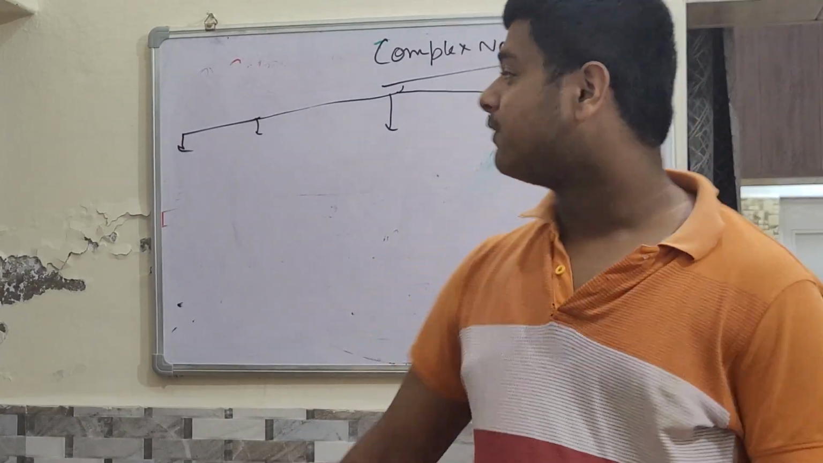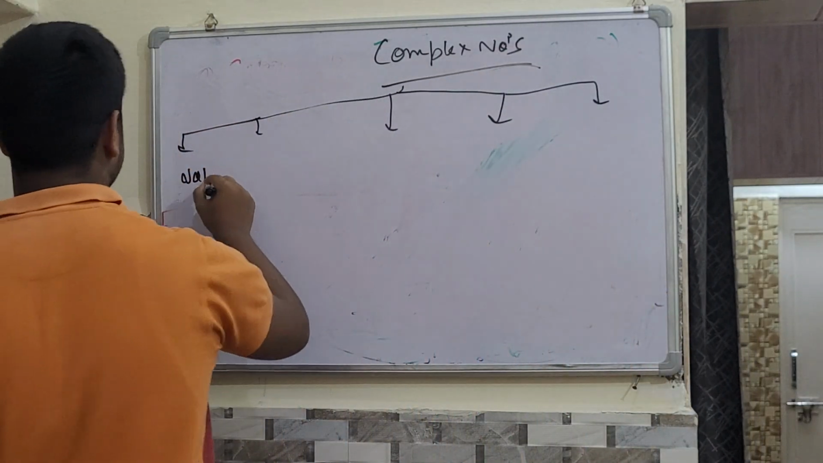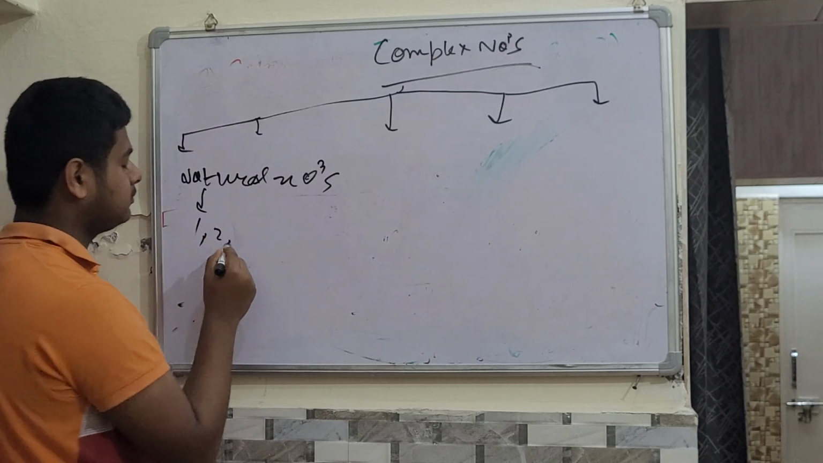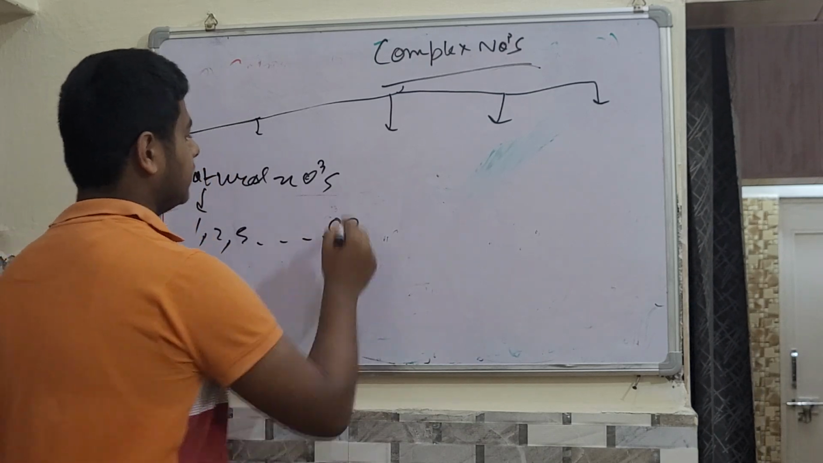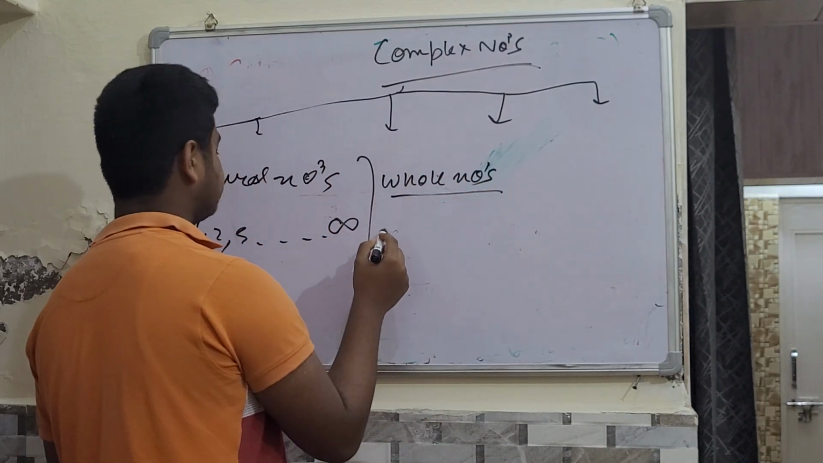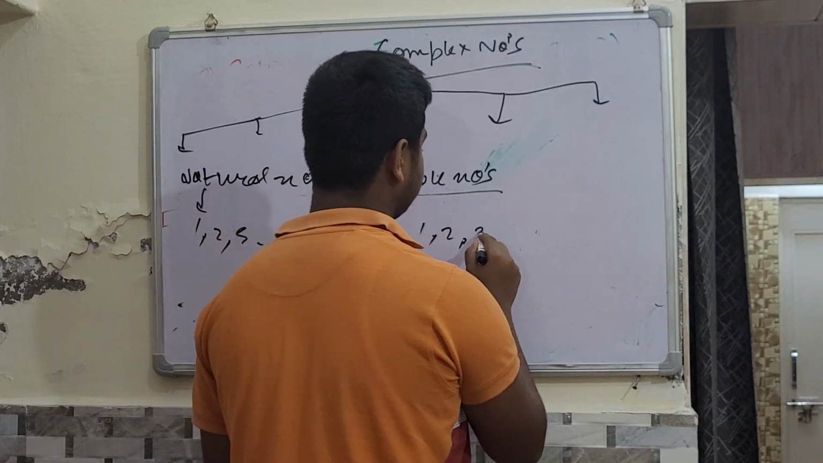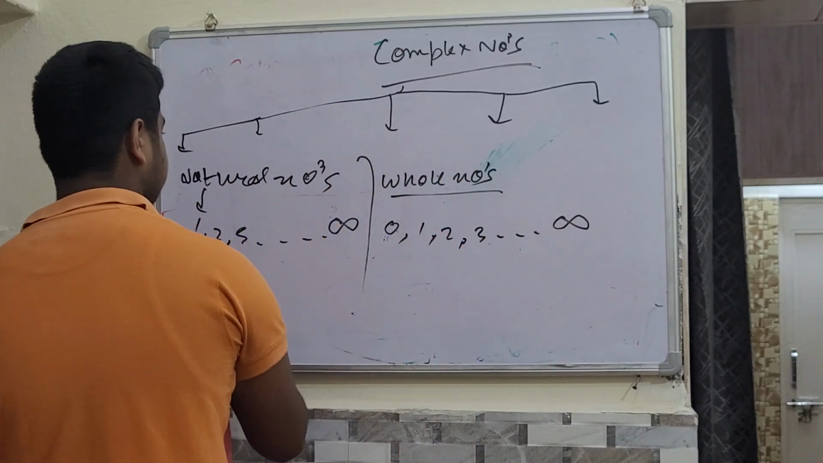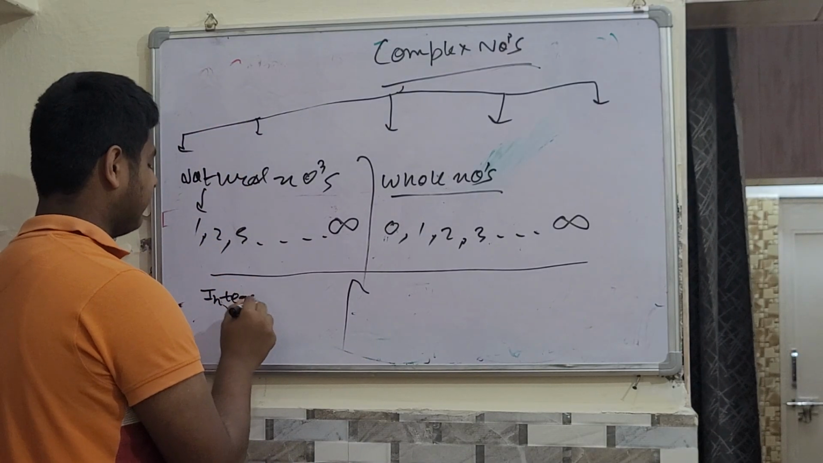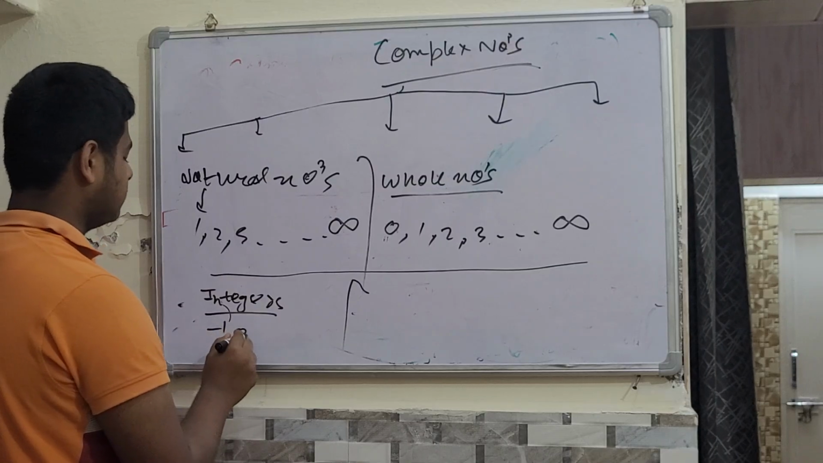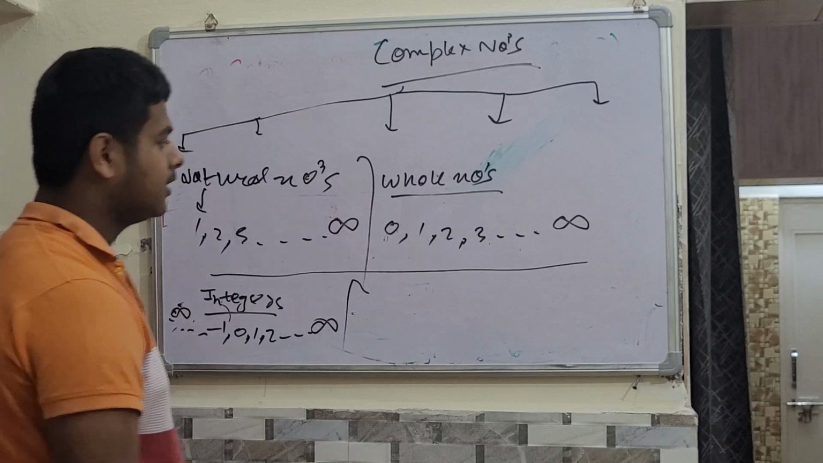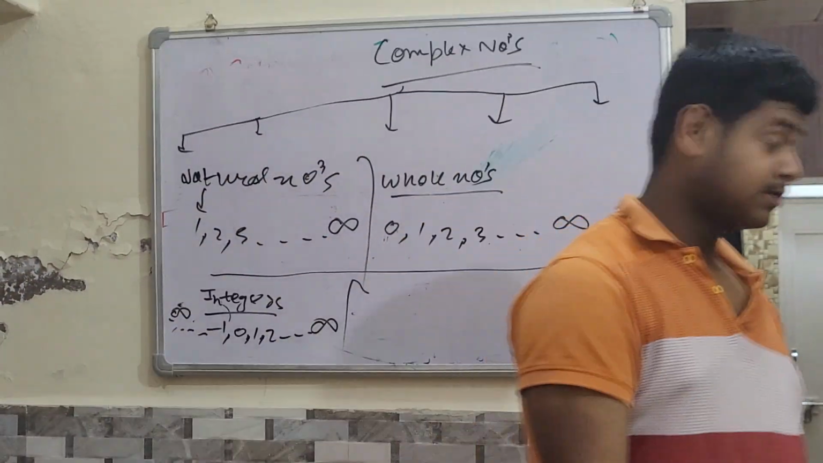If you don't know, first of all we have natural numbers. It starts from 1, 2, 3 to infinity. Then we have whole numbers. It starts with 0, 1, 2, 3 and infinity. Then we have integers. We got some negative numbers also. We start with -1, 0, 1, 2 and infinity, and here minus infinity.